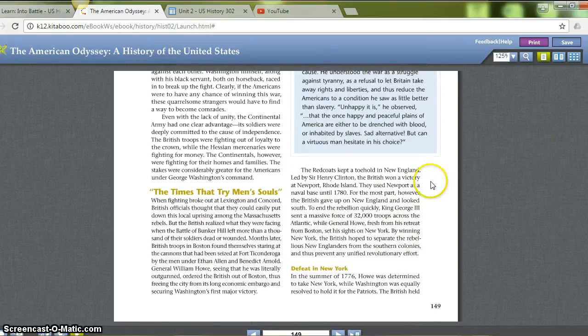The Redcoats kept a toehold in New England. Led by Sir Henry Clinton, the British won a victory at Newport, Rhode Island. They used Newport as a naval base until 1780. For the most part, however, the British gave up on New England and looked south. To end the rebellion quickly, George III sent a massive force of 32,000 troops across the Atlantic, while General Howe, fresh from his retreat from Boston, set his sights on New York. By winning New York, the British hoped to separate the rebellious New Englanders from the southern colonies and thus prevent any unified revolutionary effort.